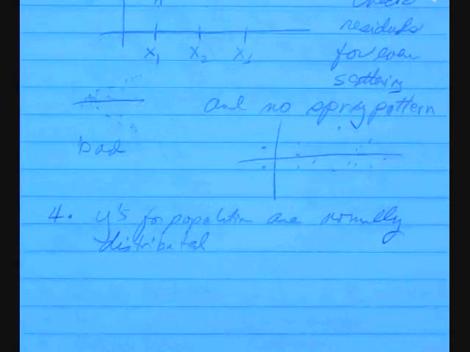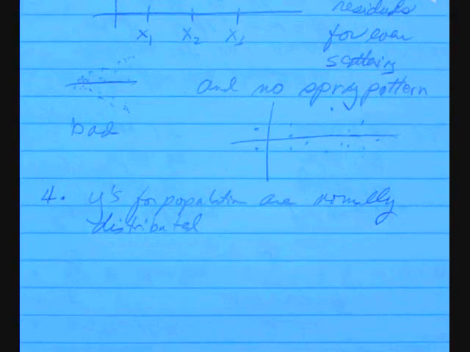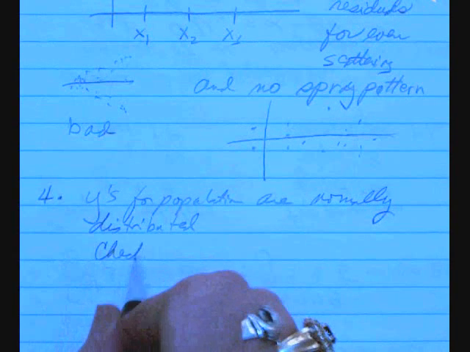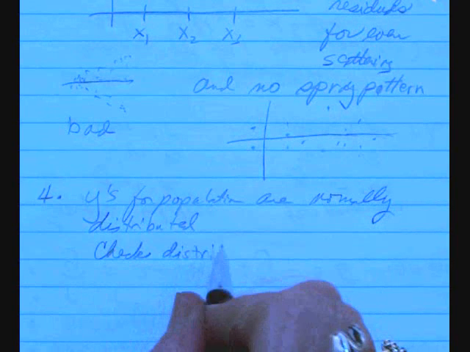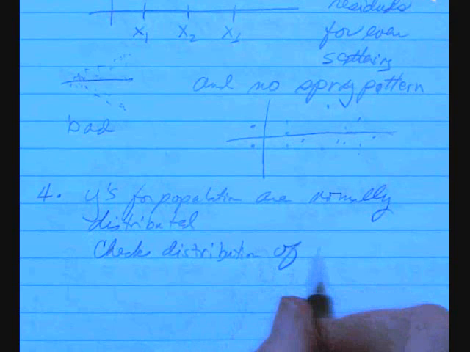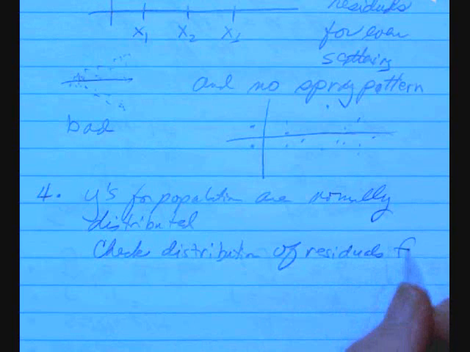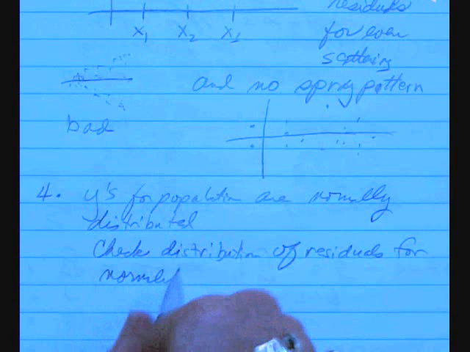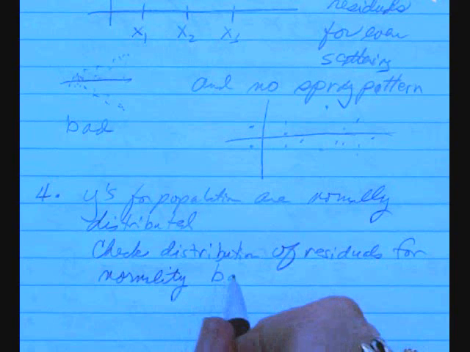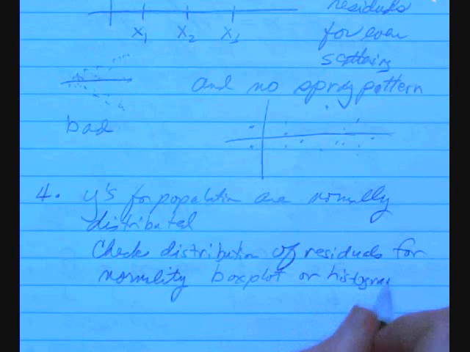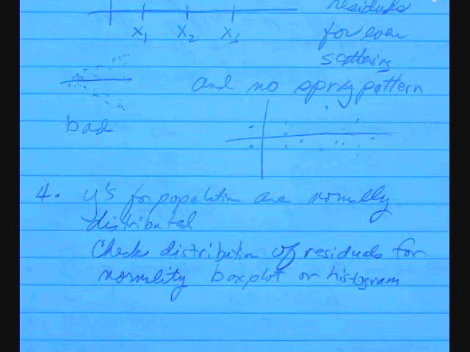Okay, how can I check for this? We will look at the distribution of the residuals. And we'll check the distribution of the residuals for normality. We can either use a box plot or a histogram. That is the 4th condition we had to check. Yeah. So, like I say, these checking conditions are a little harder than the others.